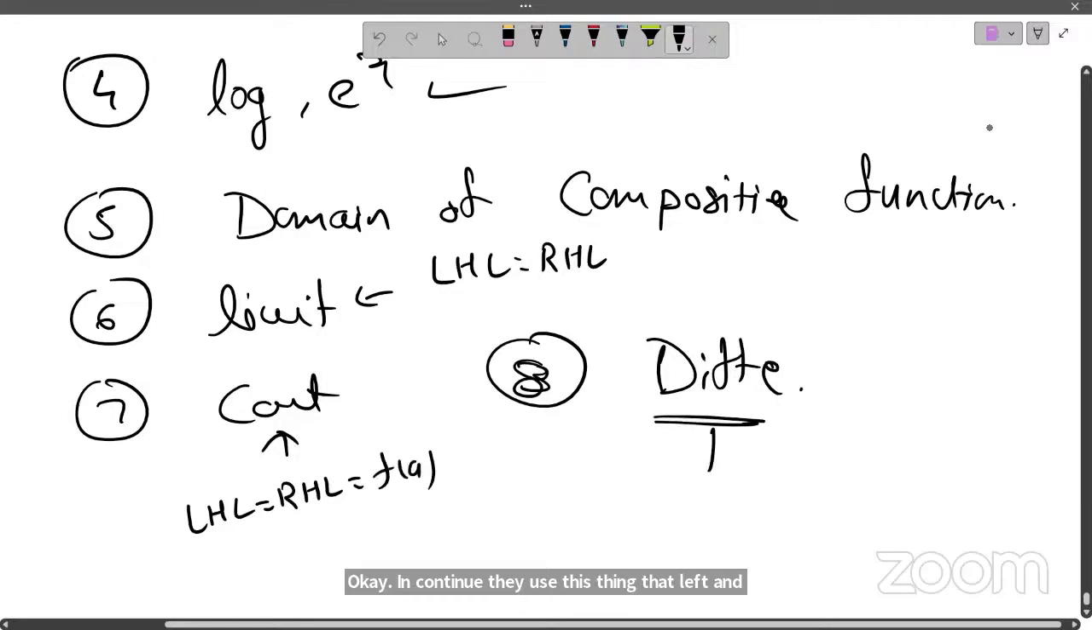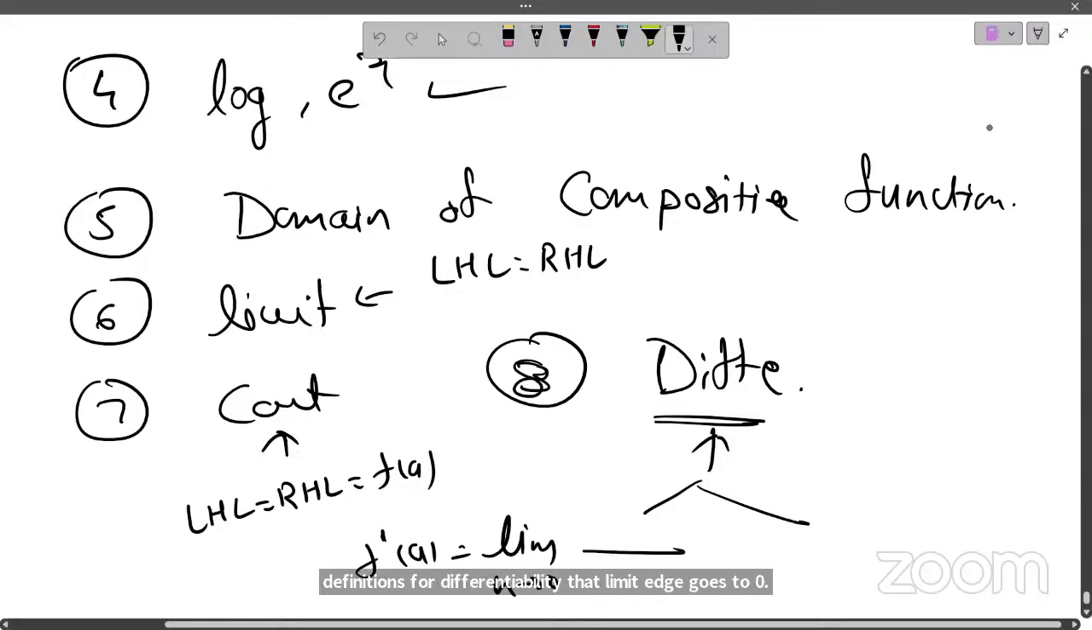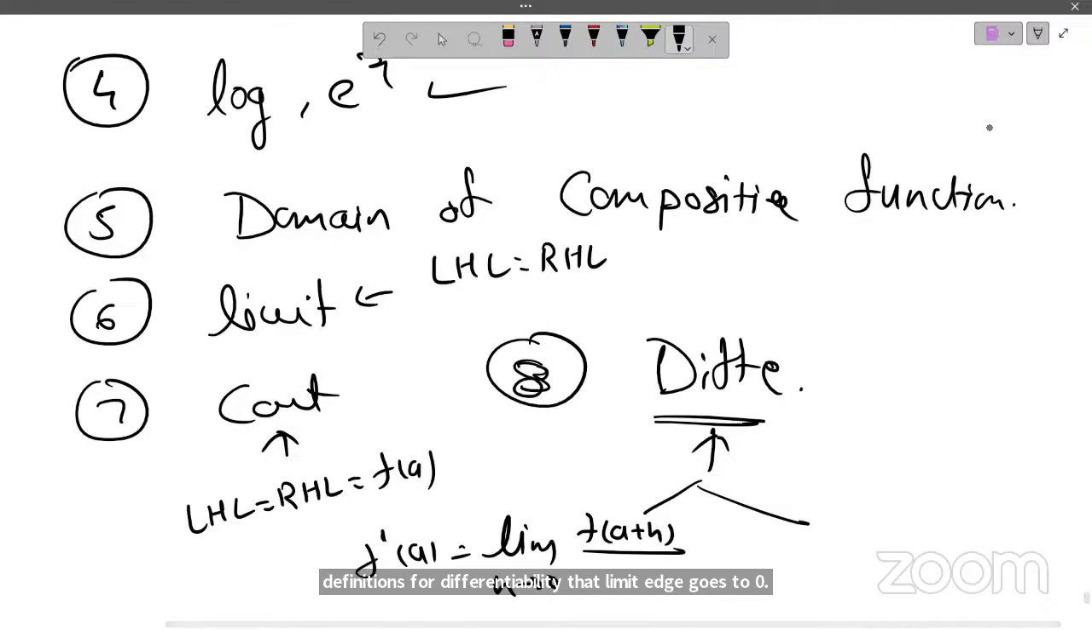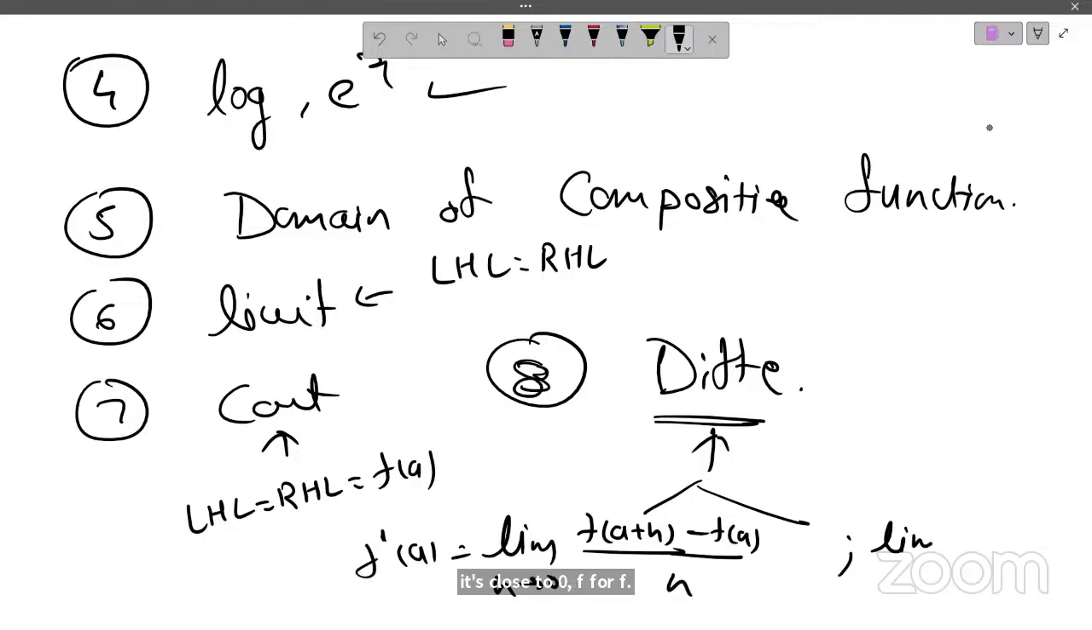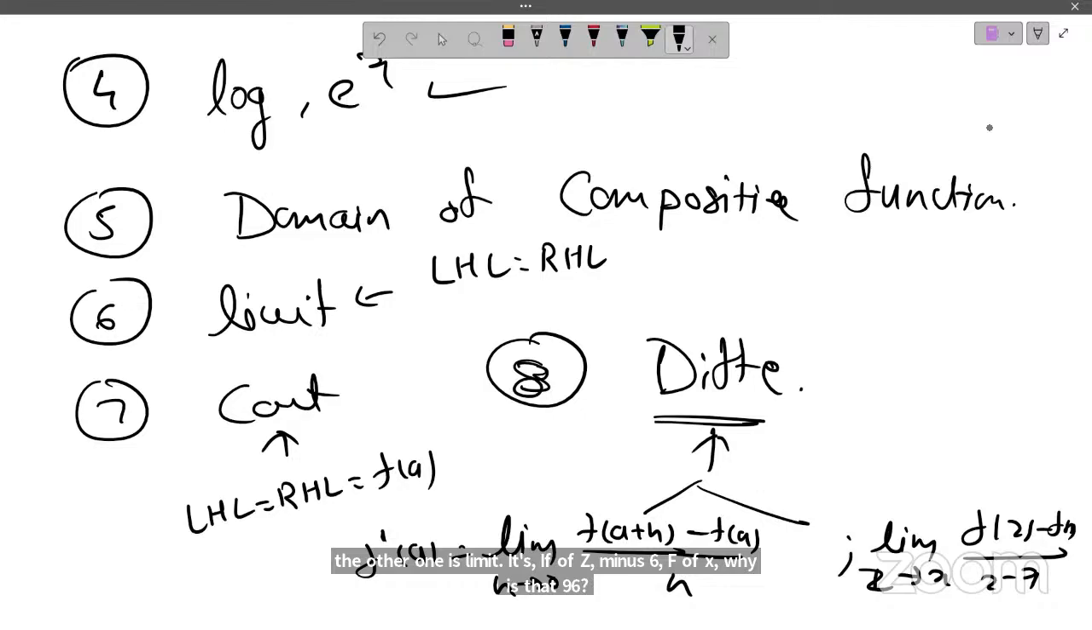And differentiability, you have two definitions. You know that f dash of a is nothing but limit h goes to 0 of (f of a plus h minus f of a) by h. And the other one is limit z goes to x of (f of z minus f of x) by (z minus x). These two definitions will serve parallelly, so just observe it.